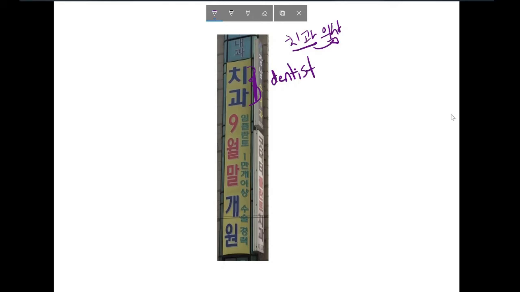But 치과, just in theory, refers to the study of dentistry. I would refer to both the place and the person in English as the dentist. But in Korean, they just say 치과 to refer to dentistry in general. But anyways, this is saying that this is a dentist office. After that, we see 9월. And I'll talk about this 말 in a second.